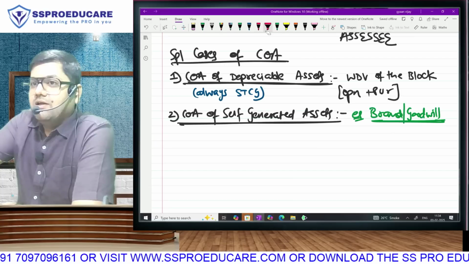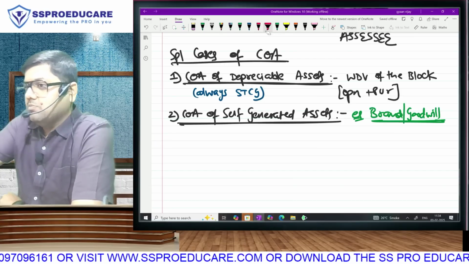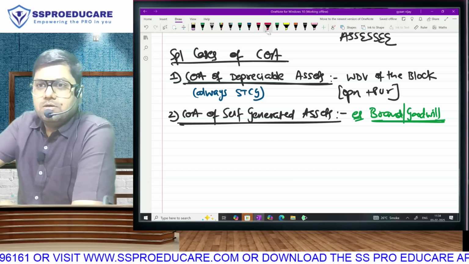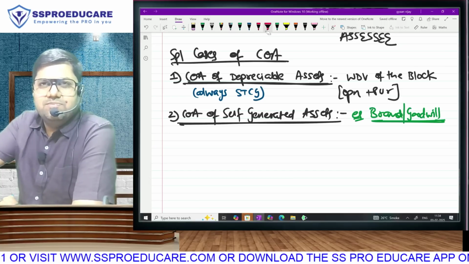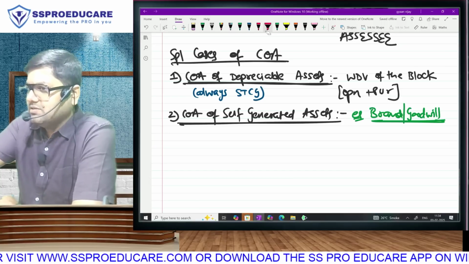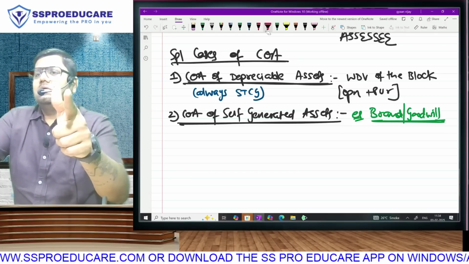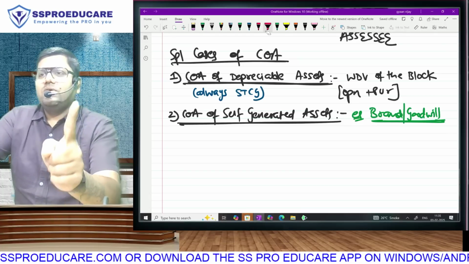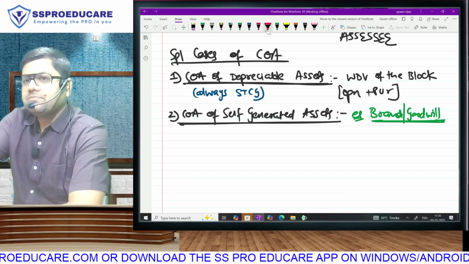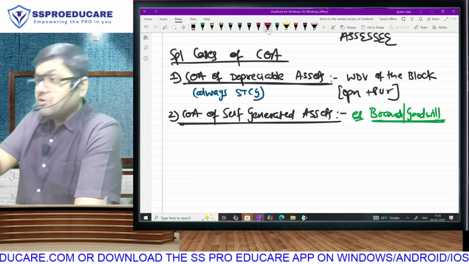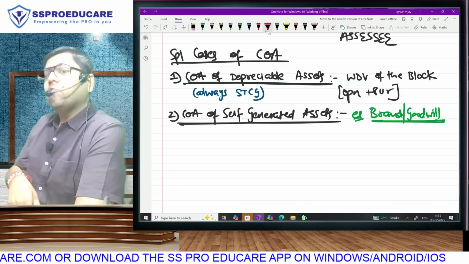Hey Sundar, I want your brand Google. Bol, how much? Sundar is like, $2 billion. Yeah, $2 billion. Okay, done, ready. Take your money. Chalo, take your money, get lost. Now, can I say Google has sold its brand to you? Selling price is $2 billion, the amount that you have paid. What is cost?